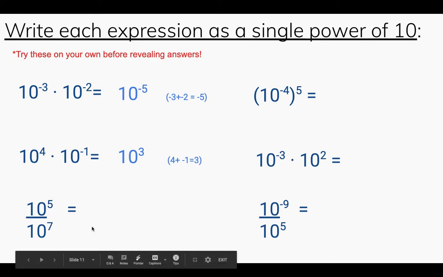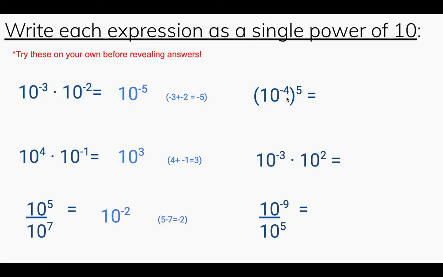Our next one, we're dividing powers, so we're going to subtract our exponents. 5 minus 7. 5 minus 7 is negative 2. 10 to the negative second. When we're doing powers to powers, we're going to multiply our exponents, so it's going to be negative 4 times 5. Negative 4 times 5 is negative 20, so it's going to be 10 to the negative 20th.